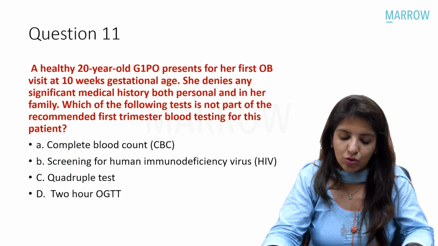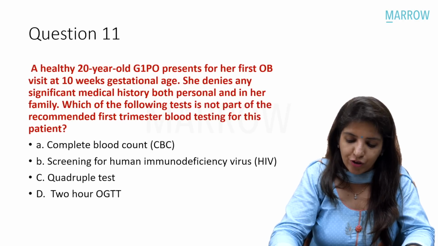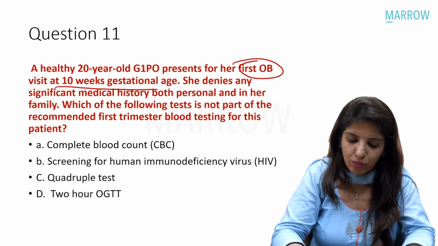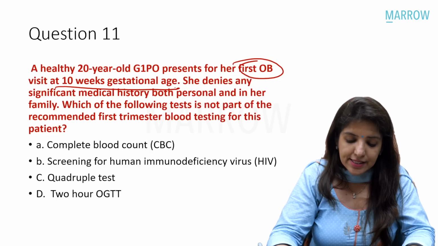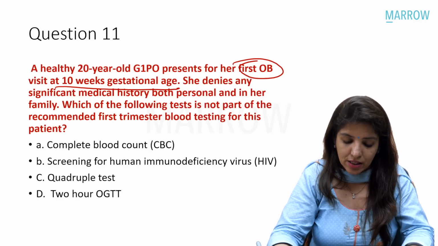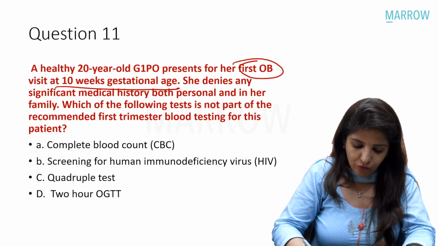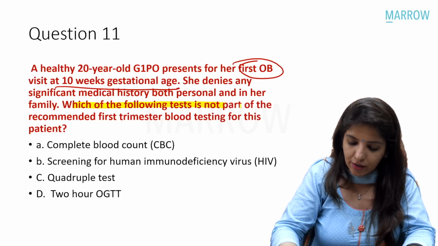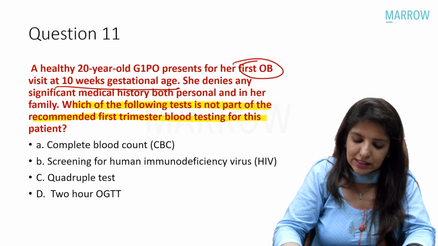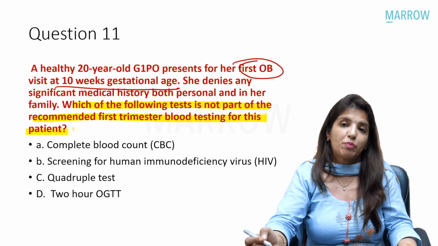Next question, question number 11. A healthy 20-year-old G1P0 presents for her first obstetrical visit at 10 weeks of gestation. She denies any significant medical history, both personal and in her family. Which of the following tests is not a part of the recommended first trimester blood testing for this patient?